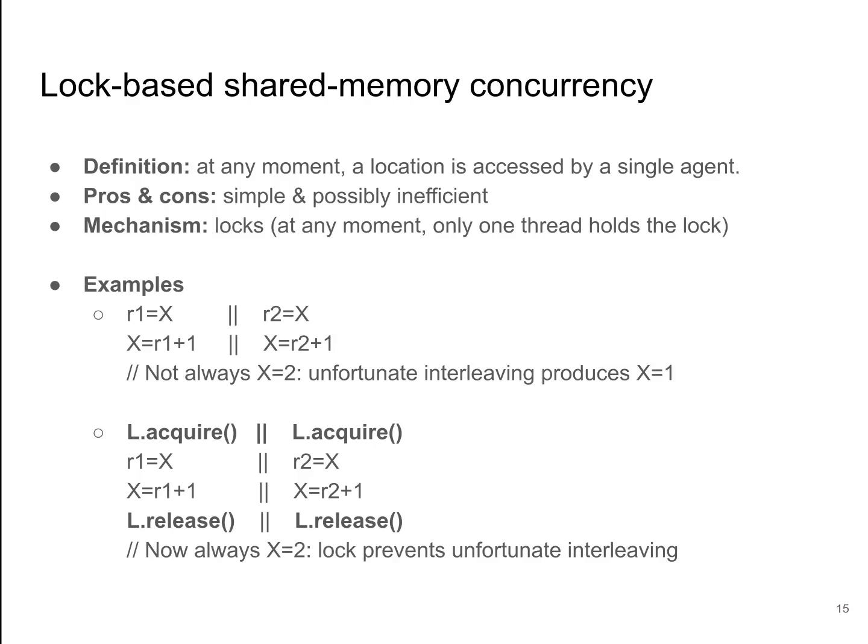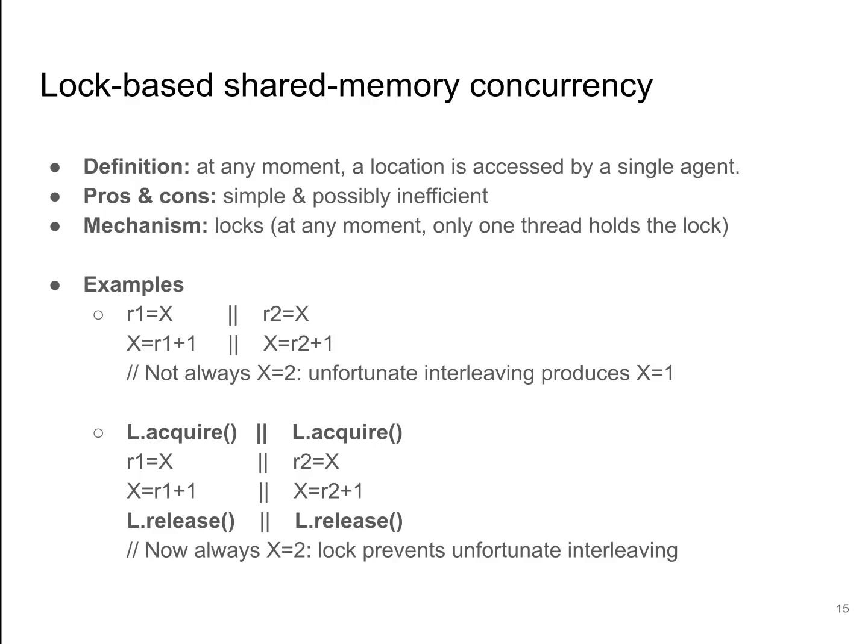Okay, now let me introduce lock-based shared memory concurrency. Lock-based means that at any moment, a single memory location is accessed by only a single agent. So that means that in shared memory, multiple threads are not accessing the same location at the same time in lock-based concurrency. This is basically the meaning of lock-based. It corresponds to the easy concurrency I introduced in the previous lecture.